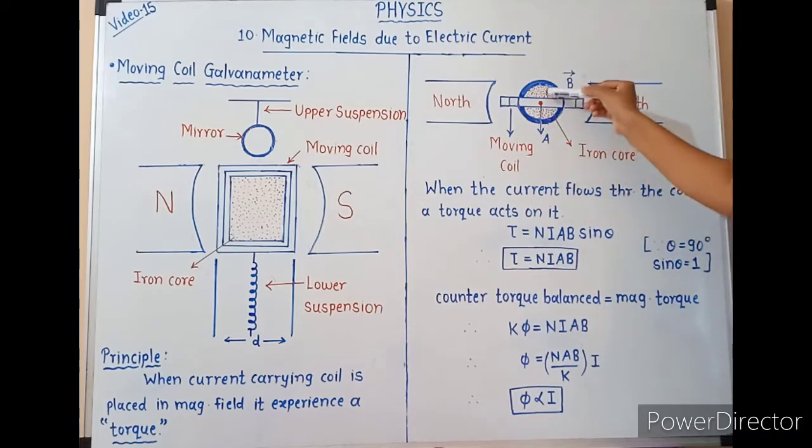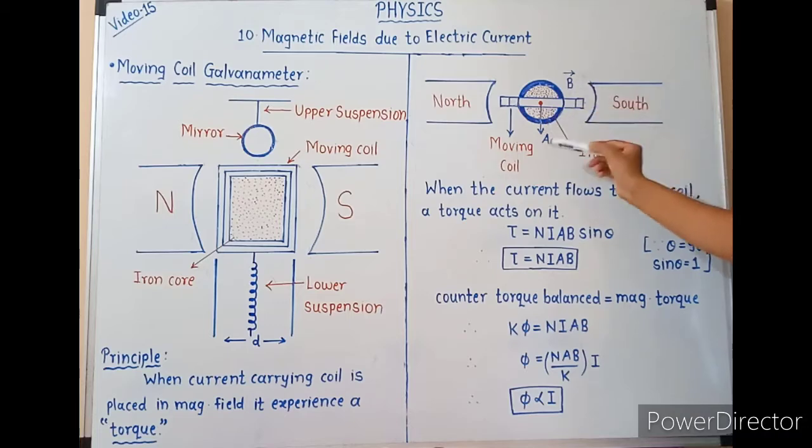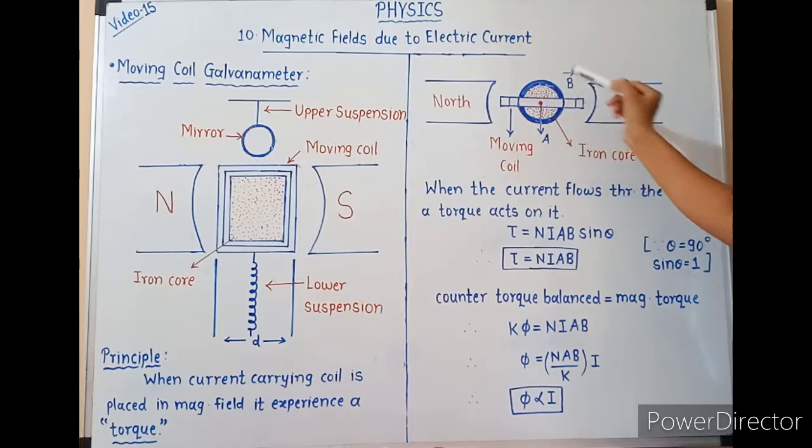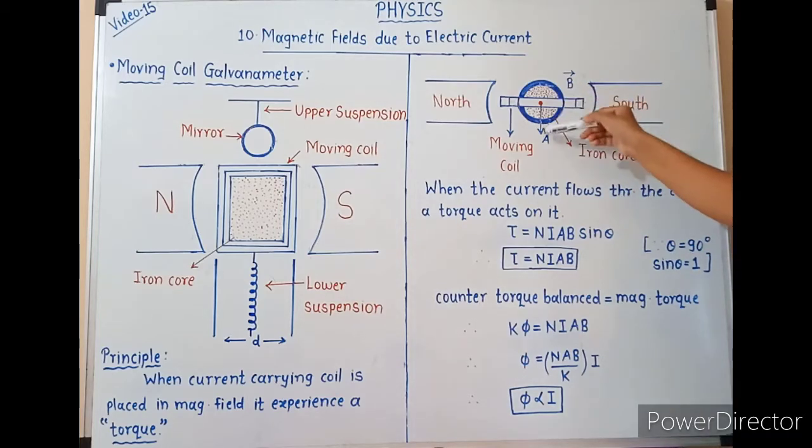But the area vector of this coil is perpendicular to this magnetic field B bar. So the angle between this area vector of the coil and magnetic field B bar is 90 degrees, and this is the benefit of the radial magnetic field.